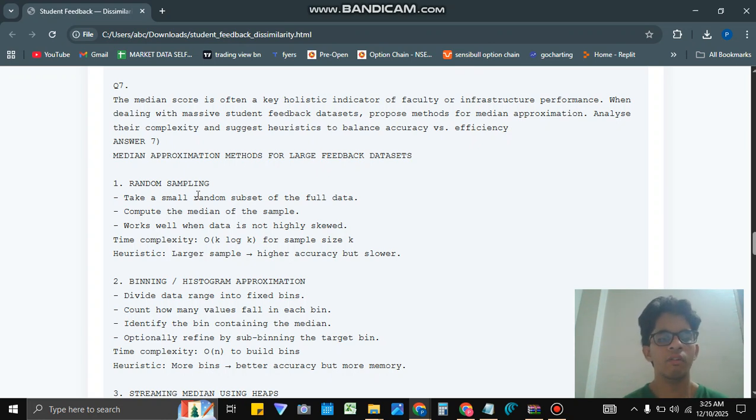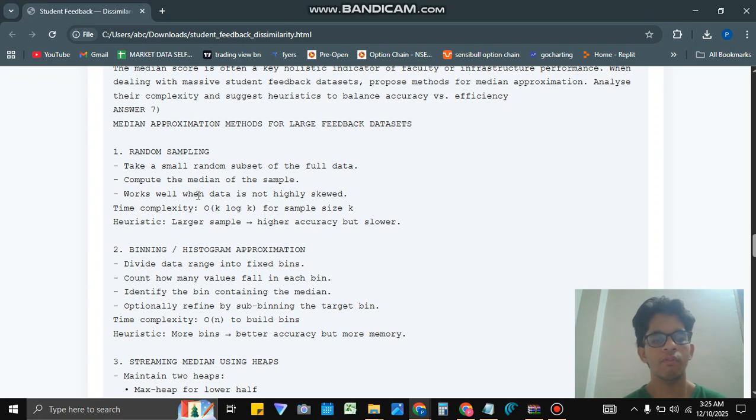Here we are asked about median approximation methods for large feedback data sets. These are a few methods which we can use. First is random sampling. We take a small random sample of the full data.